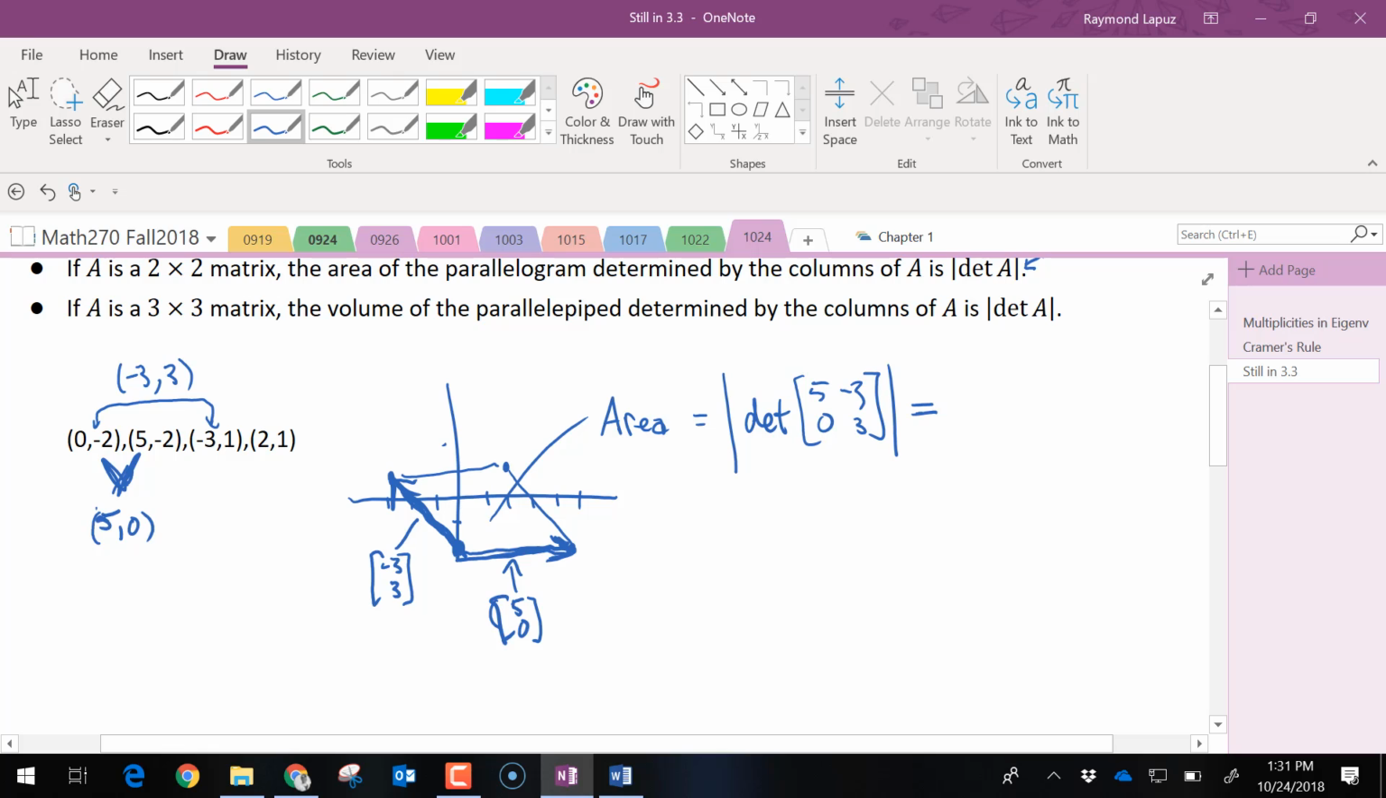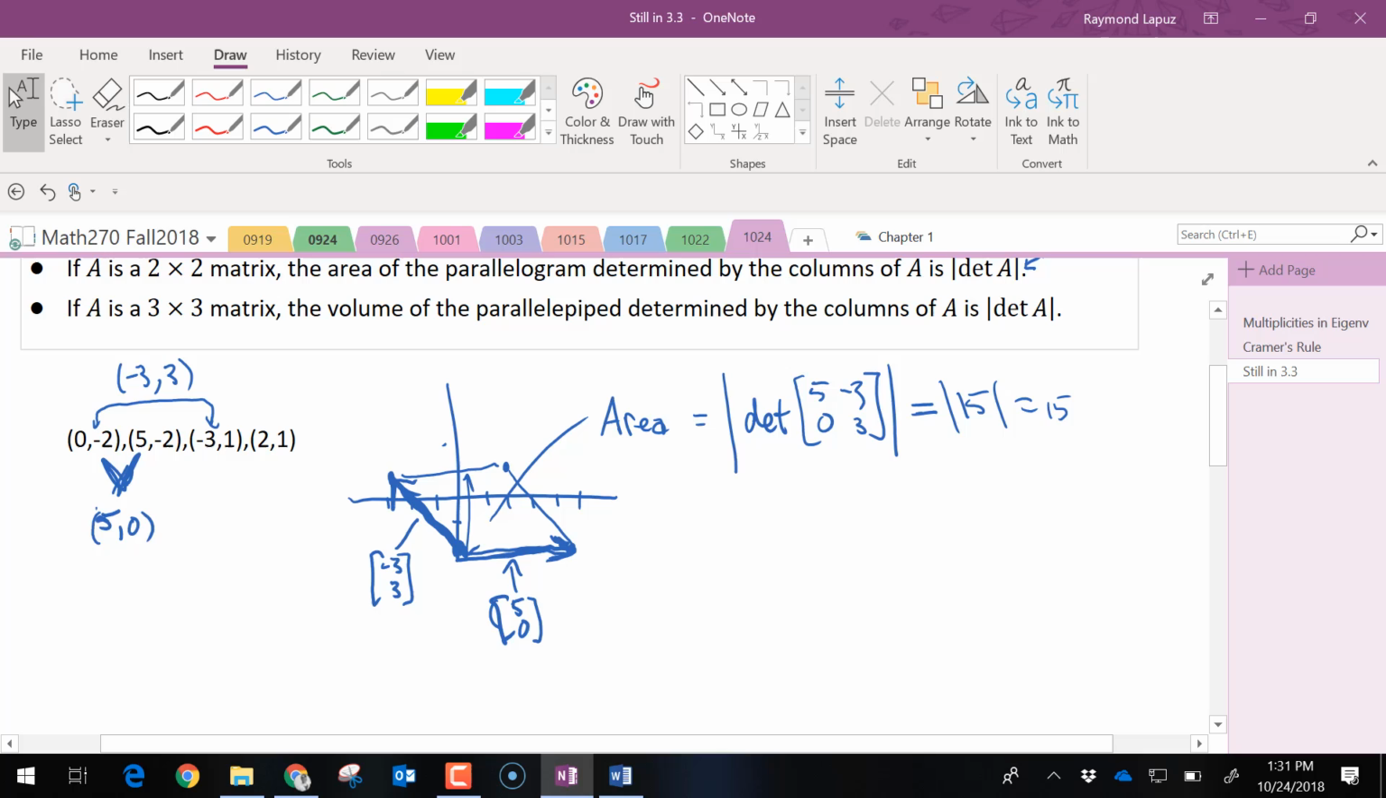So this would be 15 minus 0. And what you could do is check by geometry. I don't want to check by geometry, but the area of a parallelogram is base times height. The base is 5 clearly, but then you have to figure out what the height is. And if the height is 3, then we're done. Okay, so that's not a big deal.